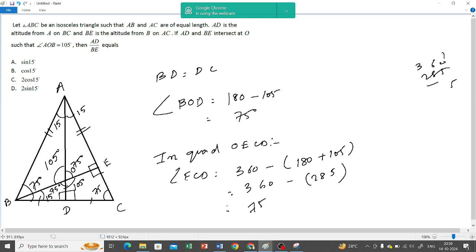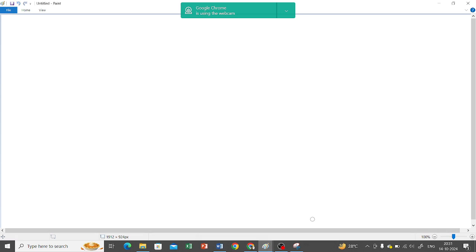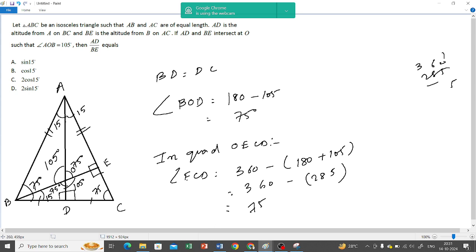Okay, so we have all the angles. Now see, we have been asked what is AD by BE. So let us take triangle ABD. From this triangle ABD, how can I get something which is related to AD? I can take sine 15 degrees, but that will give me perpendicular by base.